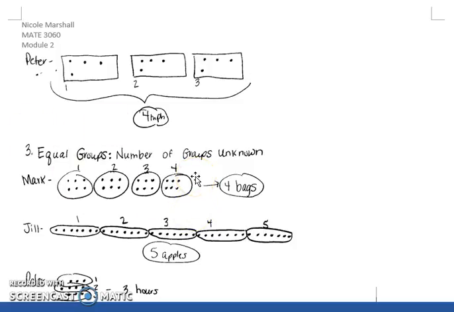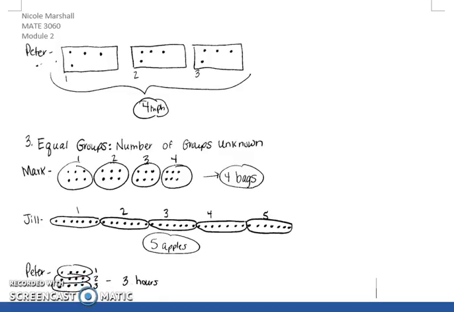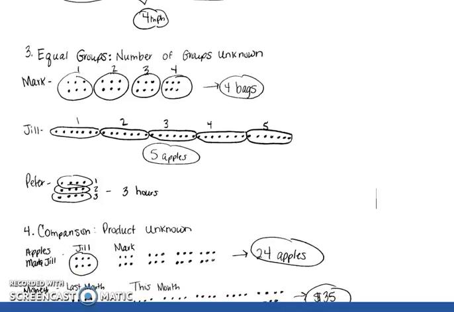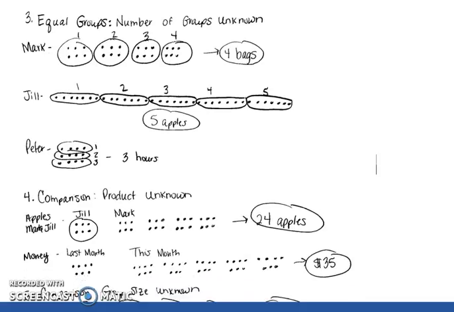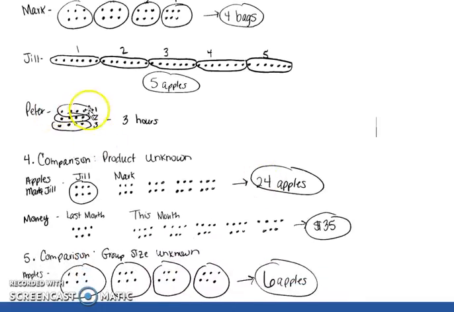For Jill, she bought apples at 7 cents a piece, and her total cost was 35, so I did the same thing. I drew out groups of 7 until I got to 35, and then I circled them, and it gave me 5. So she bought 5 apples. And for Peter, he walked 12 miles at a rate of 4 miles per hour. How many hours did it take Peter to walk? So what I did here was I drew out 12 in sets of 4, and then I circled them, and I got 3 of those, so it took him 3 hours.